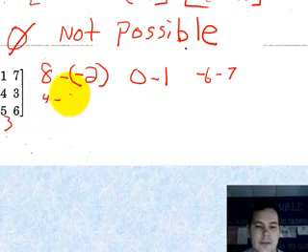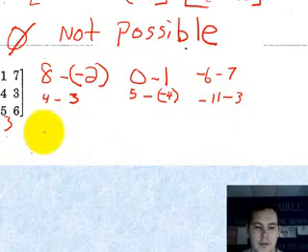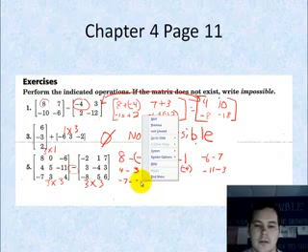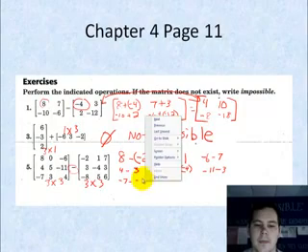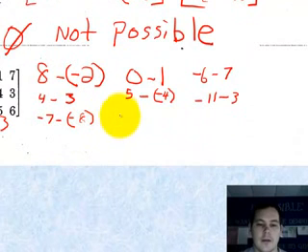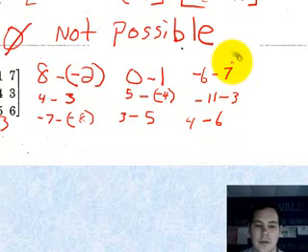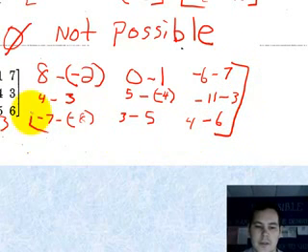I have 4 minus 3, 5 minus a negative 4. Negative 11 minus 3, negative 7 minus a negative 8. 3 minus 5, and 4 minus 6. So those are going to be the quantities that I have to do to figure out what my matrix is.